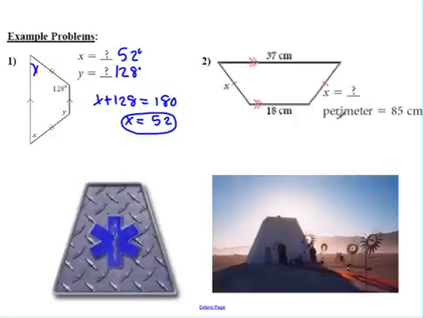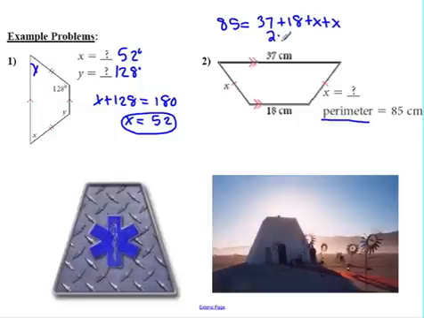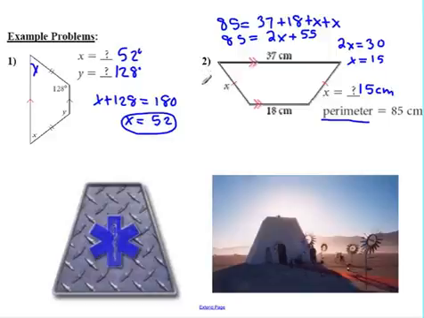For the second thing, we're looking at, again, the perimeter. The perimeter of this shape is going to be 85. So I'll say 85 equals 37 plus 18 plus x plus x. Remember, the x's are the two legs of the trapezoid. When I add these together, combining like terms, I'd have 2x plus 55 equals 85. When I subtract 55 from both sides, I would have 2x equals 30, where x equals 15. So each of these legs is going to be 15 centimeters long.